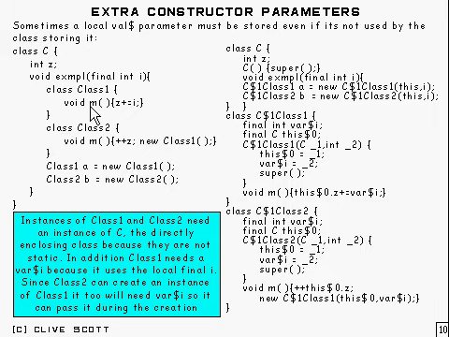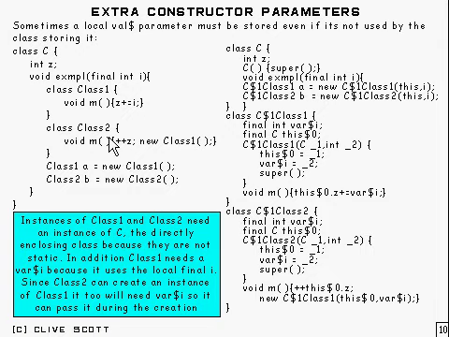And class 1 has got this method in it which uses this parameter, final parameter i, which is passed in, this local parameter there. And class 2 doesn't use that local parameter at all, apparently. What it does is create an instance of class 1.